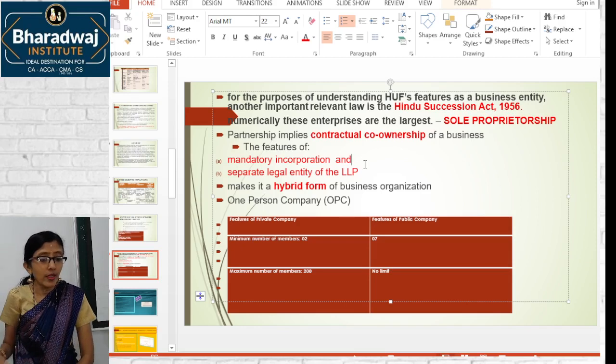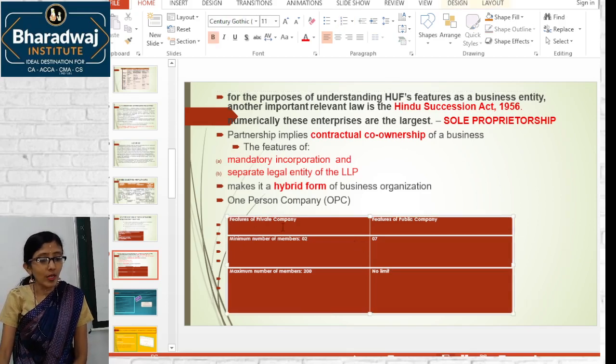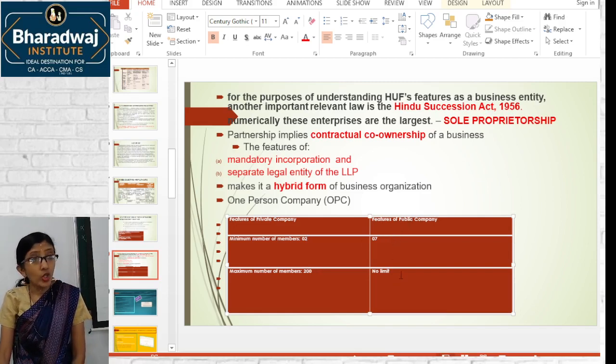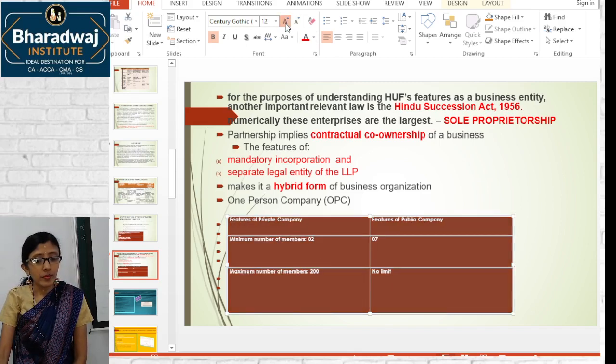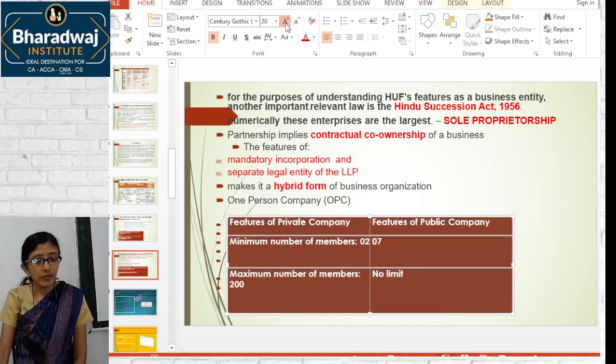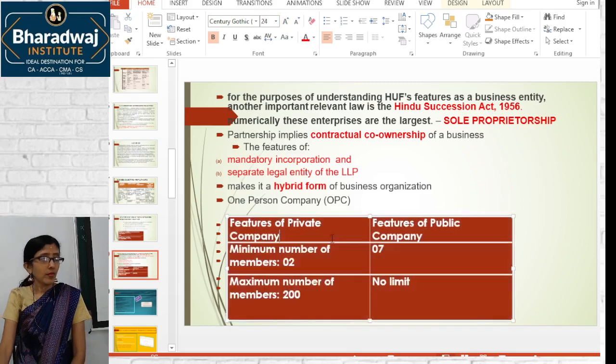Please note it. How many of you were able to expand OPC? One person company. And look at this: the minimum number of members is two for a private company and the maximum is 200. For a public company, the minimum is 7 and there is no limit. Were you able to do this exercise? Yes.